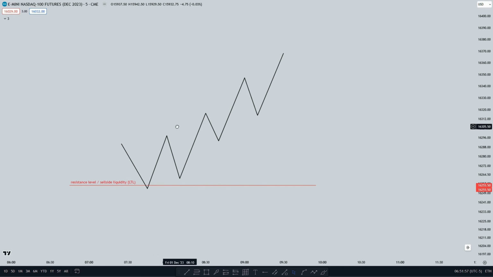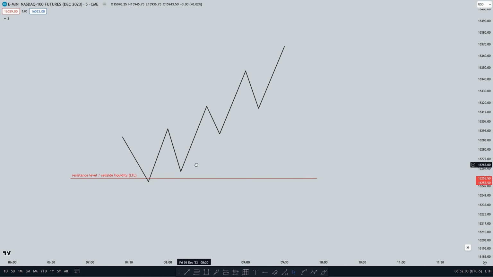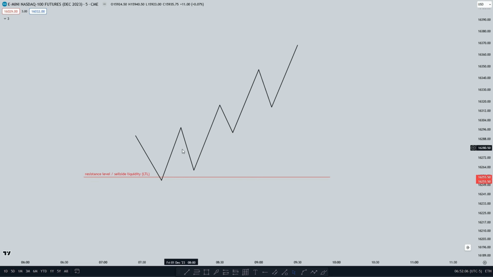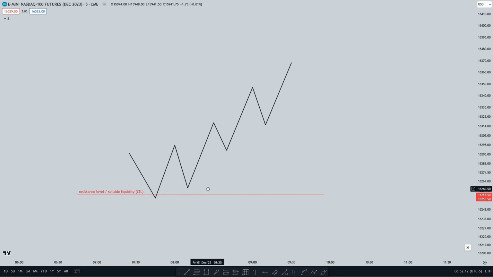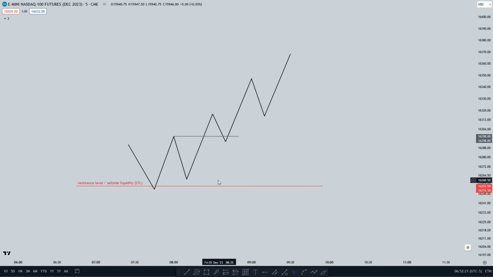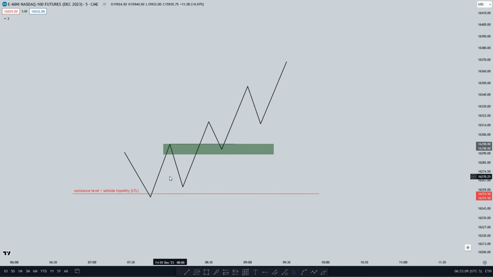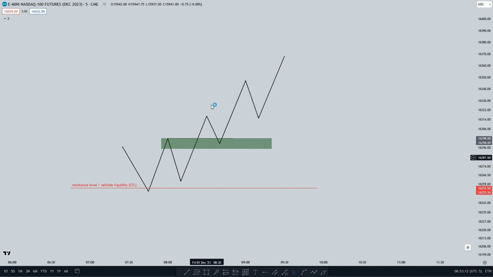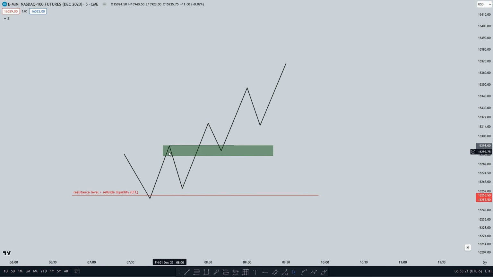So the reason this is a mitigation block is because price comes down and makes the failure swing low. So it's the up movement before the failure swing low, and then after we make a shift in market structure, then we create a mitigation block. So we have the failure swing low, and then create a higher high or a market structure shift. After we create the market structure shift, we want to use the highest up close candle before we make the failure swing as our mitigation block.